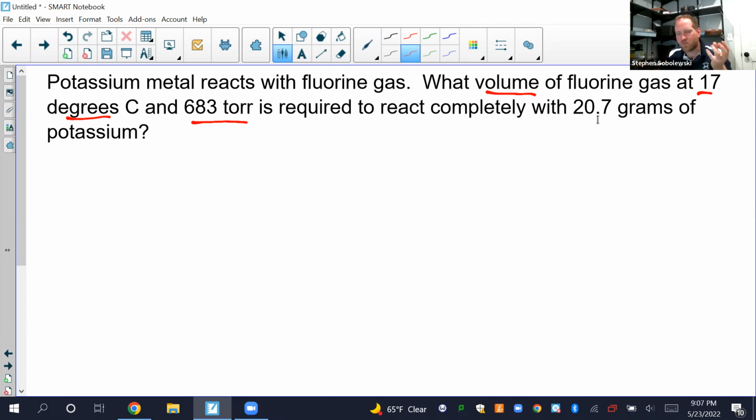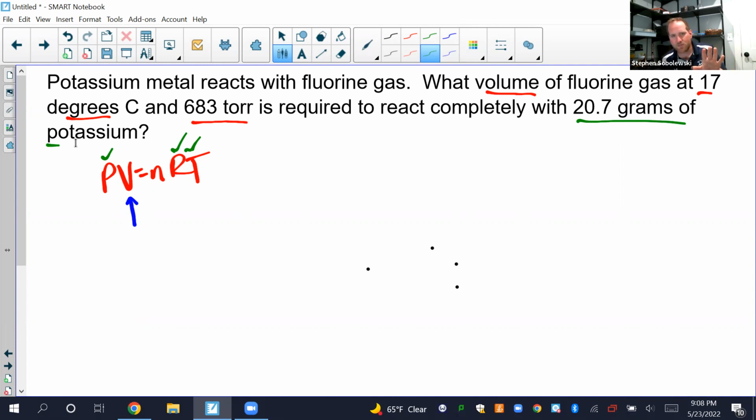So if we're solving for the volume of a gas and there's no changing temperature or changing pressure, this is going to be a PV equals nRT problem. So we're solving for volume. That's what we're solving for. The problem gives us temperature, check. The problem gives us pressure, check. We know R, check. What's missing? n. It doesn't tell us how many moles of gas we have, but it does tell us how many grams of potassium we have. How do you think we're going to take grams of potassium and get moles of fluorine gas? Stoichiometry. So that's where the stoich comes into play.